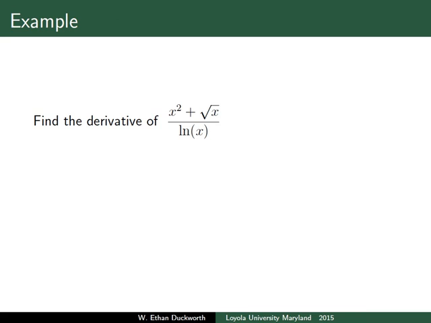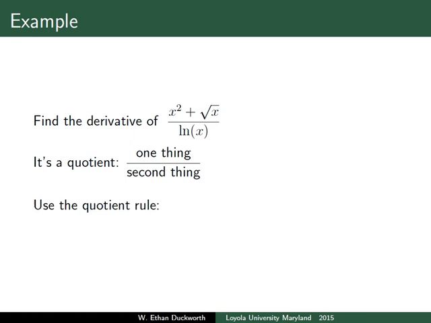In this example, we talk about how to find the derivative of (x squared plus the square root of x) over ln of x. So the first thing you should notice is that this is a quotient. We have one thing over a second thing. And that means we should use the quotient rule.